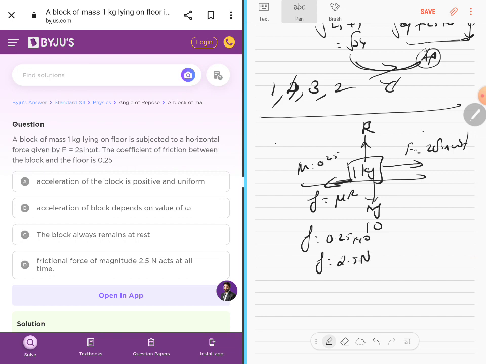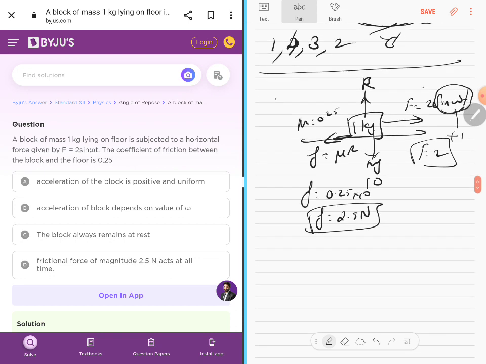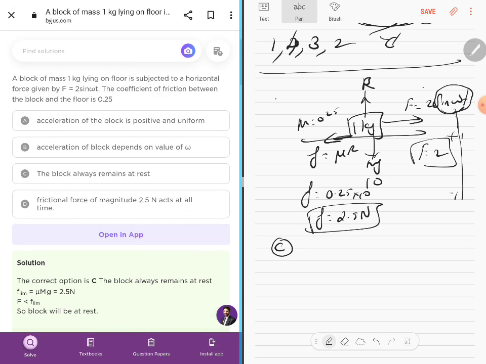And you know, any sine's value, they haven't specified what is omega t, but you can say that sine theta lies between -1 and +1, assuming it's +1, because the force is only positive. The applied force is 2 Newton, whereas the frictional force is 2.5, therefore the block will not move. The block always remains at rest. So C is the answer, because whatever be the value, F is a function of omega t, and whatever be the value, it's always going to be less, so it's always going to be not moving. So that's what it is, the block will be at rest.